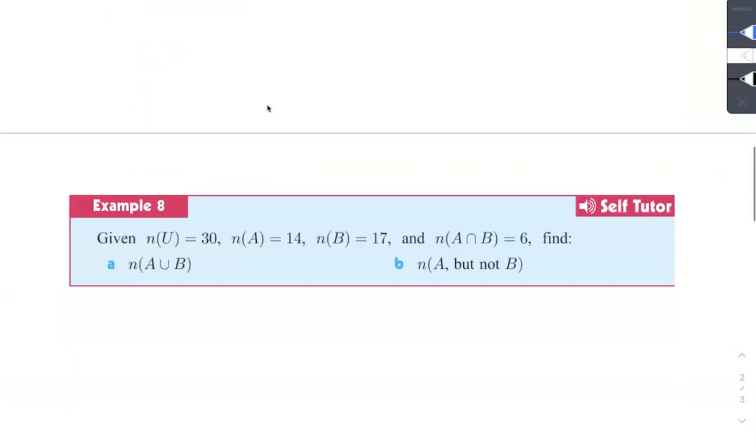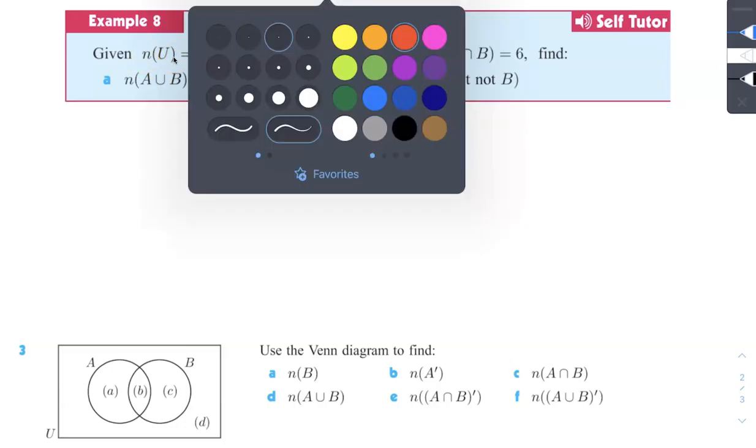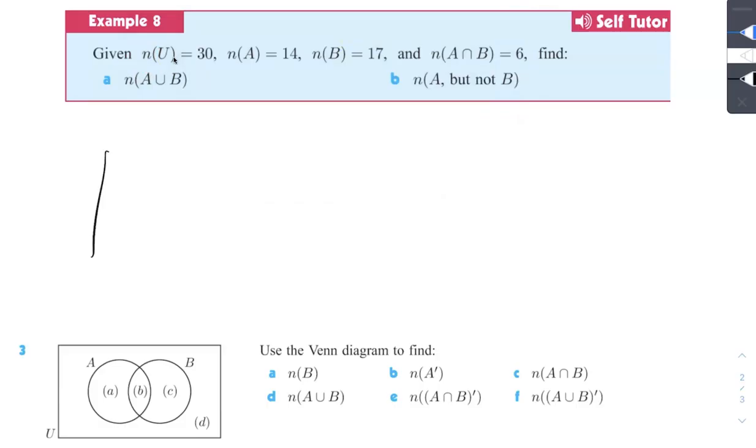Okay, let's move on. The next one, ooh, they don't give us a Venn diagram. I'm going to draw one myself, though. The number in the universe is 30. So that's what that says. Remember, the n there just means the number of items in the universe is 30. So let me draw a Venn diagram.